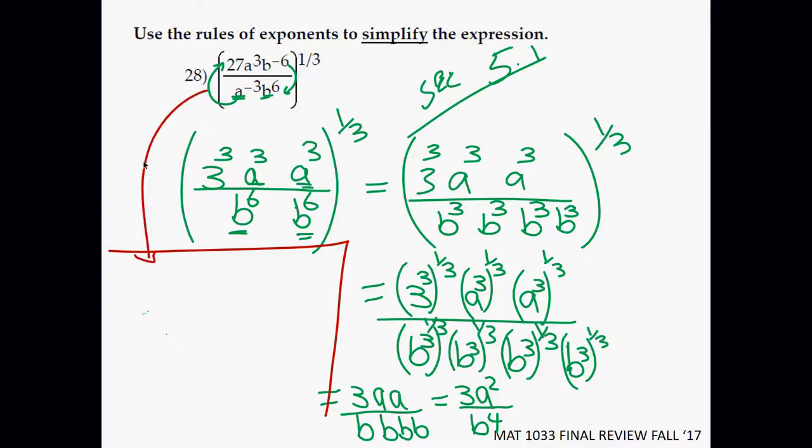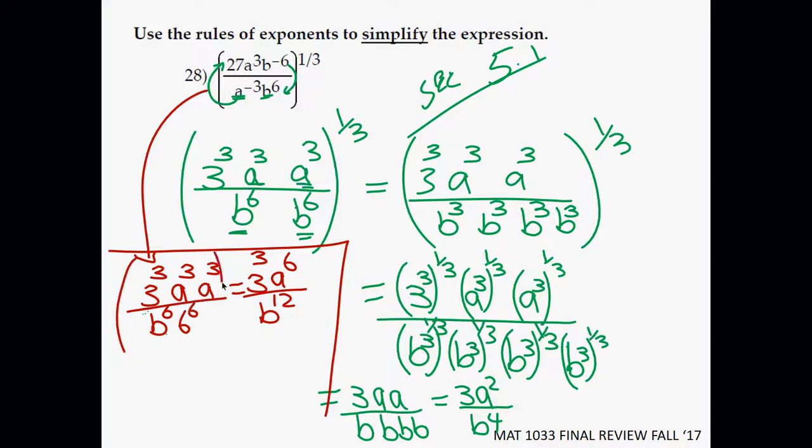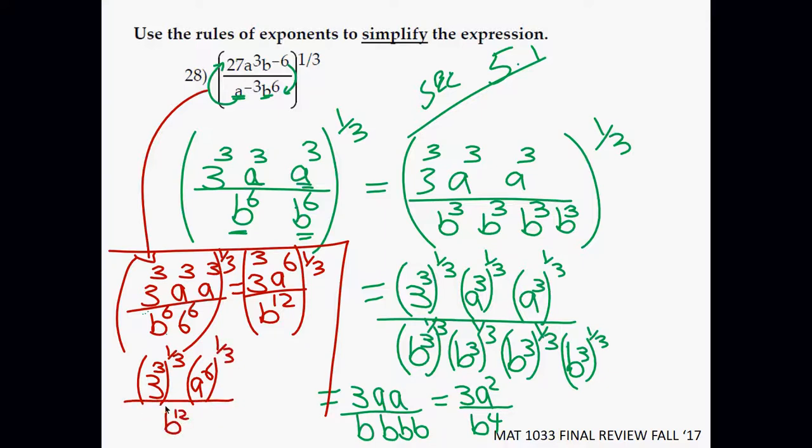If I only write the positive and the negative to become positive, you have 3 to the power 3, a to the power 3, and a to the power 3 over b to the power 6 times b to the power 6. And this becomes 3 to the power 3, a to the power 6 over b to the power 12, if we add the powers. Right? And everything is under the exponent 1/3. So that will be 3. It's basically the same thing. A to the power 6 with the 1/3 over b to the power 12 with the 1/3.